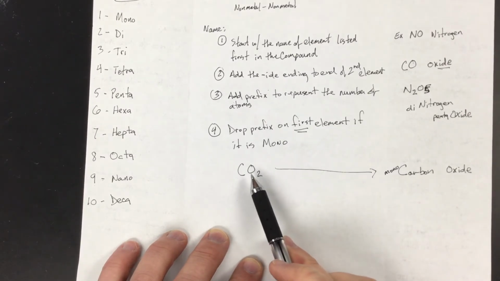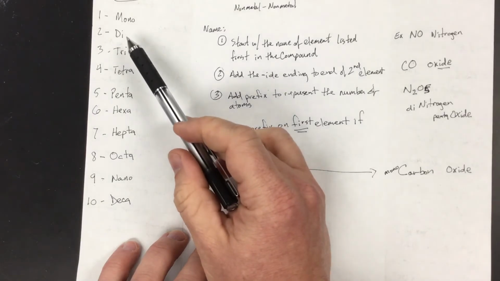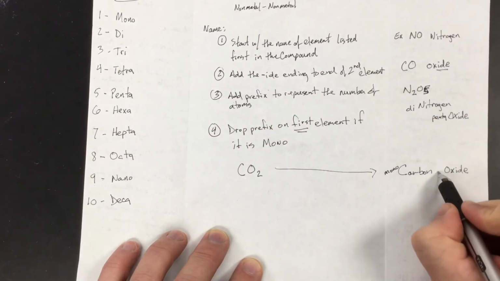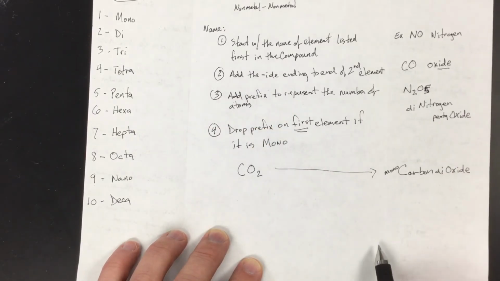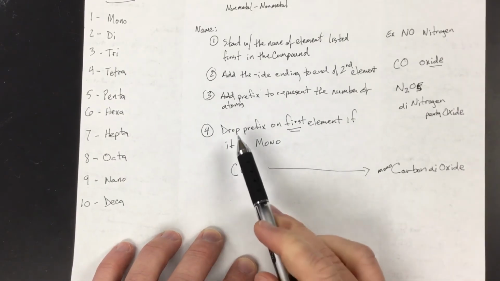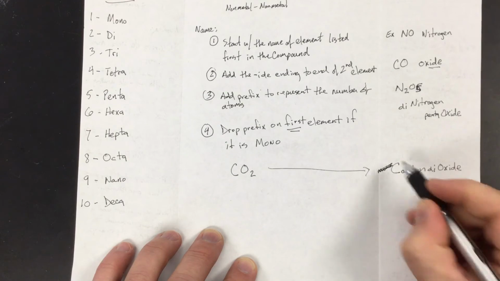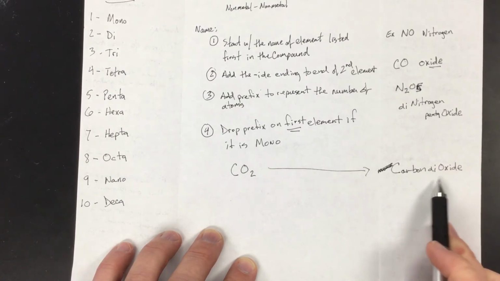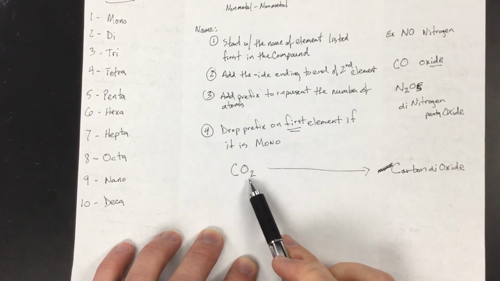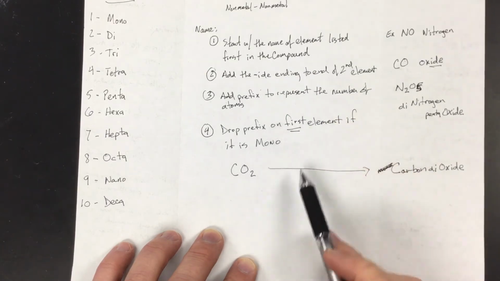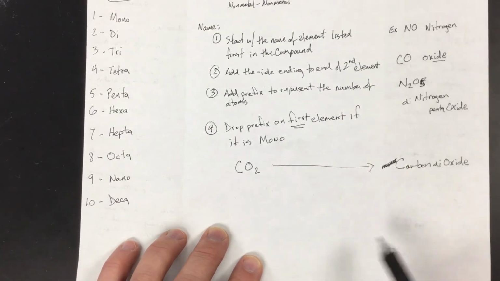There's 2 oxygens, and so we look for our prefix up here, and it's di, so this is going to be dioxide. And the very last rule, remember, if the prefix on the first element is mono, then we get to cross it off. We get to drop it. So this is carbon dioxide. Many of you know the name of this one prior to even going through the rules, but that's where the name actually comes from. Okay?